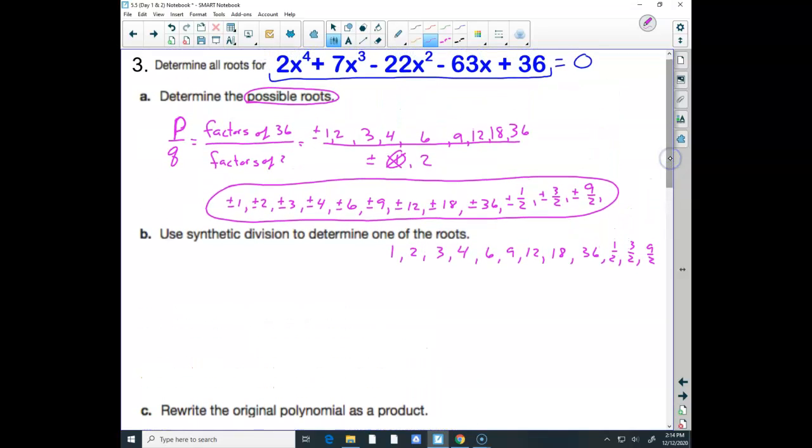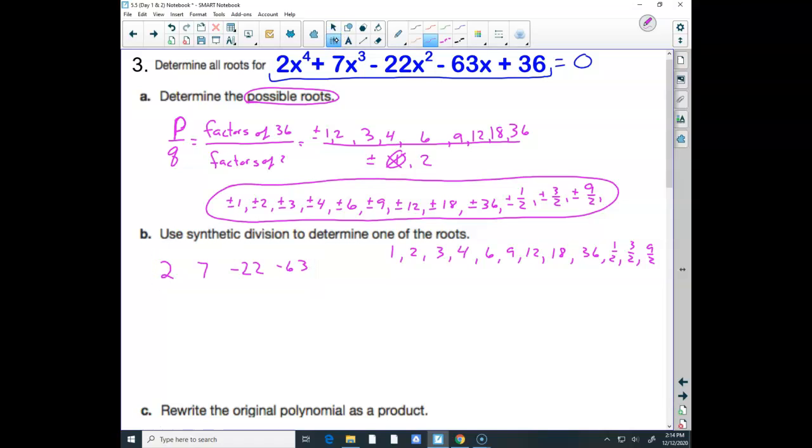And I'm going to set up my synthetic division of 2. I don't need a comment. I got to set her up. So I got 2. I got 7, negative 22, negative 63. And I'm going to have to move those. Am I going to be able to do this? I am. I'm going to impress myself.